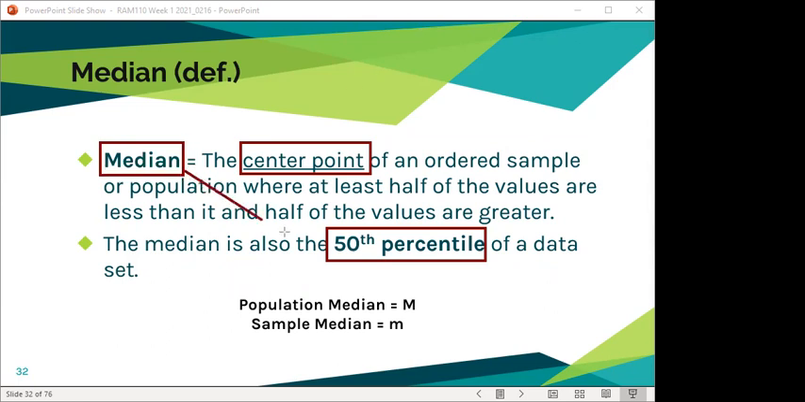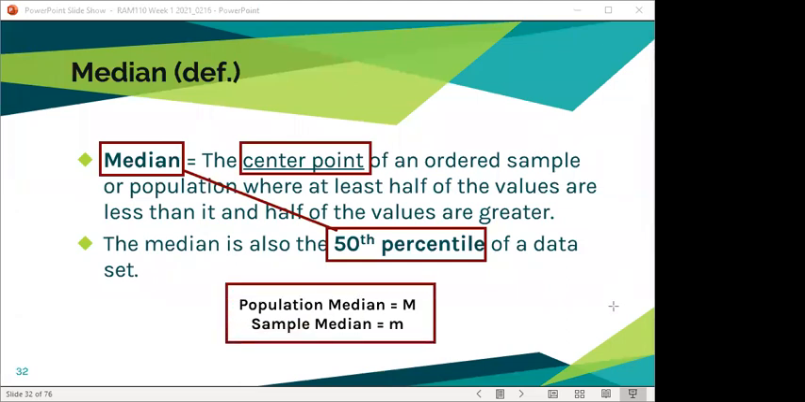And oh, look at that. Those mean the same thing, the median and the 50th percentile. And the notation for the median is simply capital M for the population median and little m for the sample median.